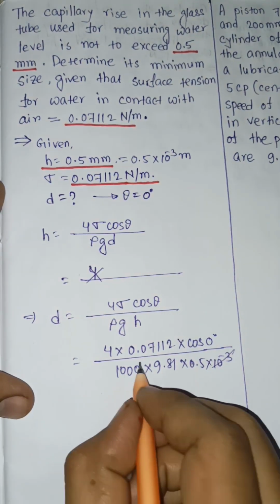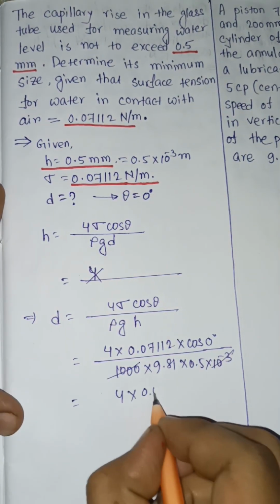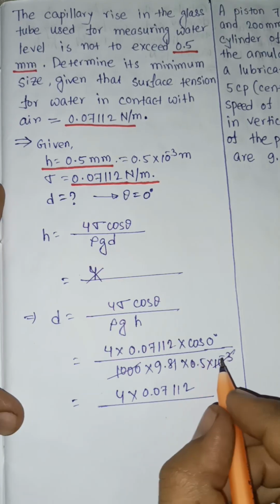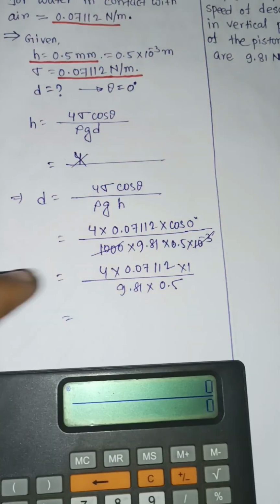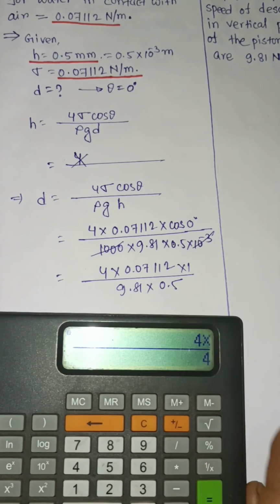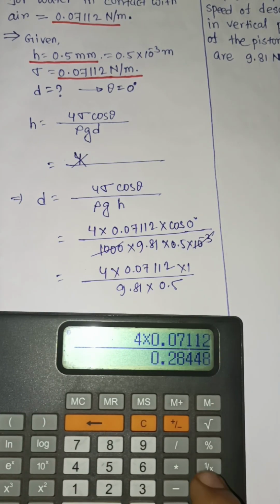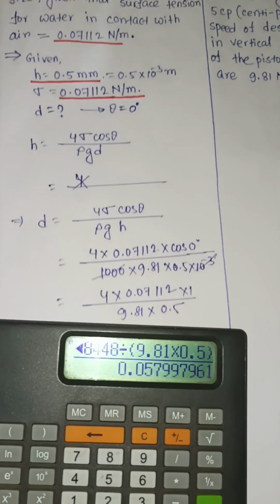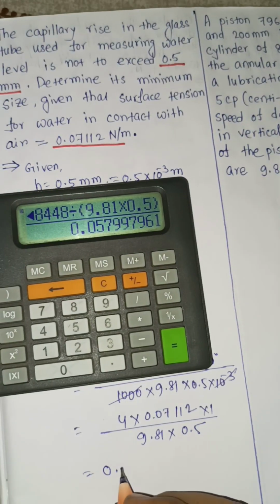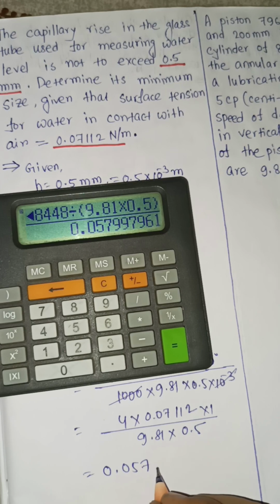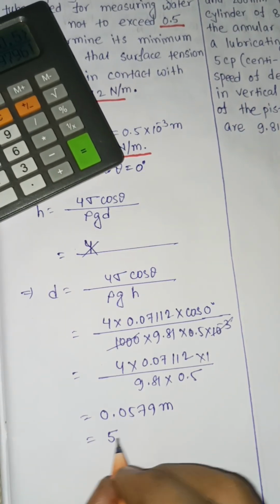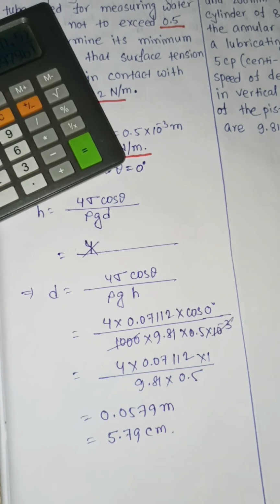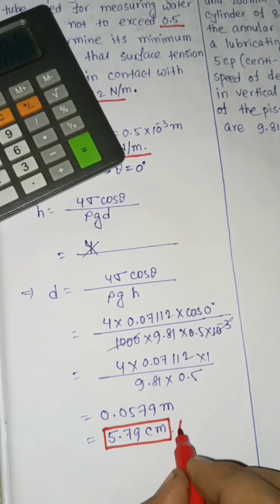So 10 to the power minus 3 and 1000 cancel out. So 4 into 0.07112 divided by, cos 0 degree value is 1, divided by 9.81 into 0.5. If you calculate this value, the answer will be 0.0579 meter. If you want to convert it in centimeter, you have to multiply by 100. So 5.79 centimeter. So the answer will be 5.79 centimeter.